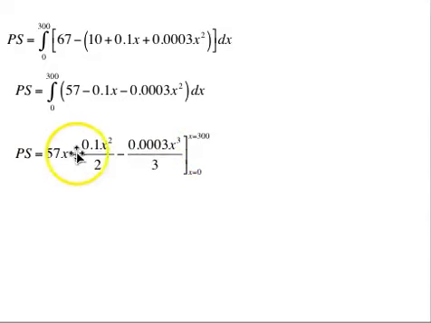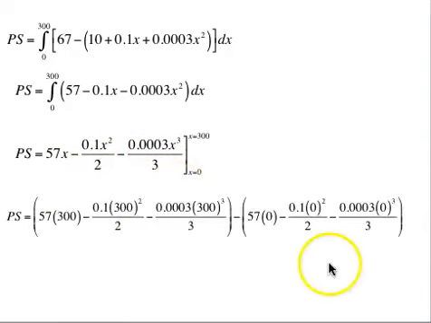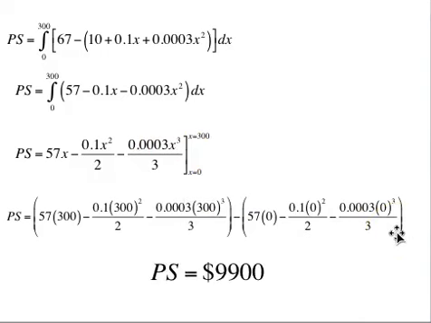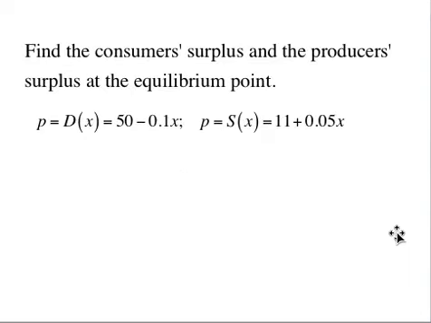Again, plugging in the 0 is nice. Everything disappears. They're all zeros. But plugging in the 300 will give me 57 times 300 minus 0.1 times 300 squared over 2 minus 0.0003 times 300 cubed over 3. And then again, there's all your zeros. And using the calculator, we get a producer's surplus of $9,900.